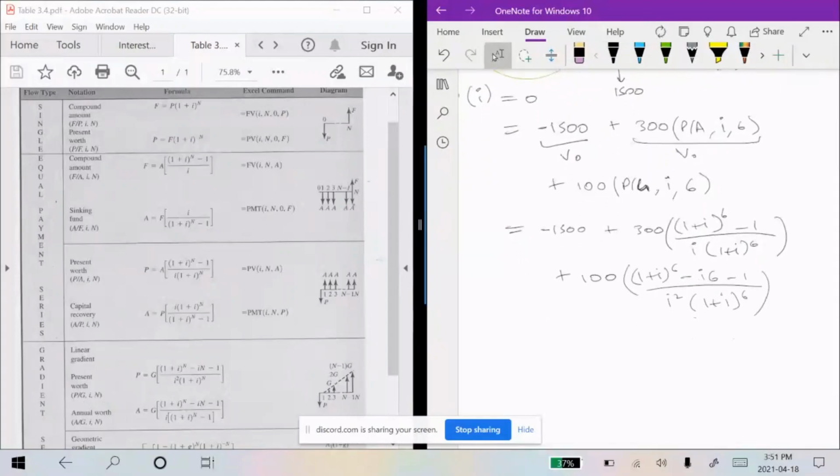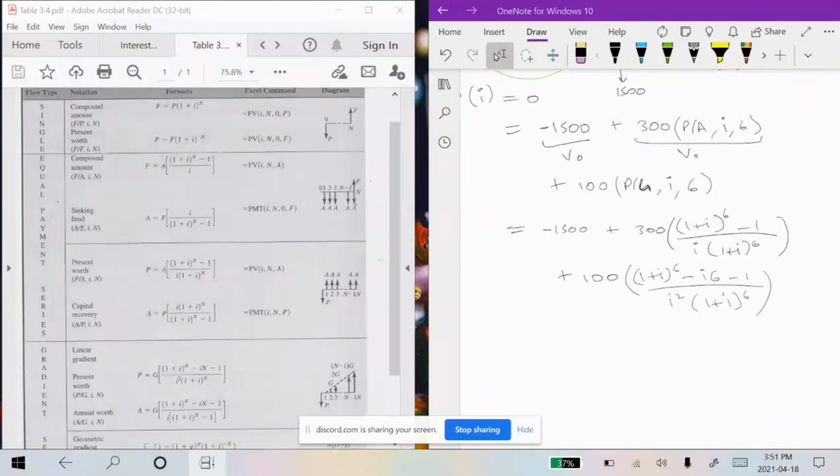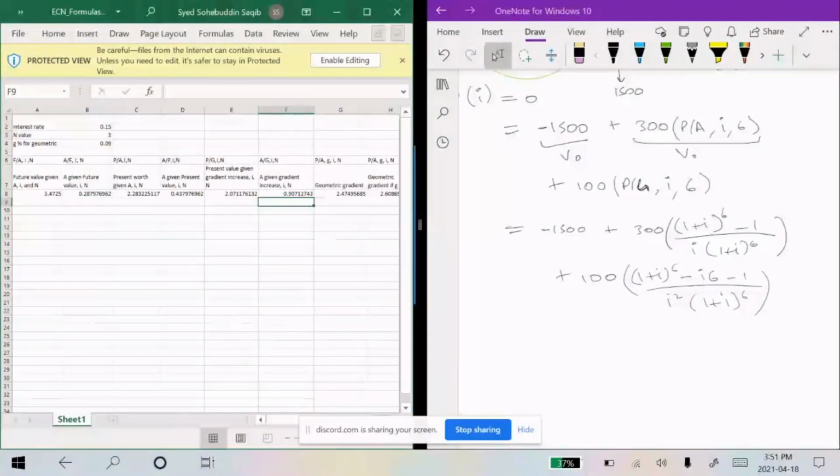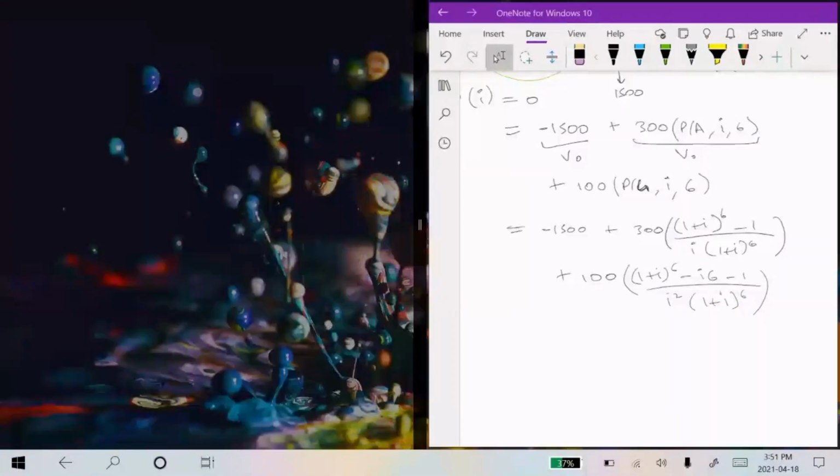So what we do now is, let me open up Excel. Okay, so we need to find the interest rate. The interest rate is not given. Oh, crap.